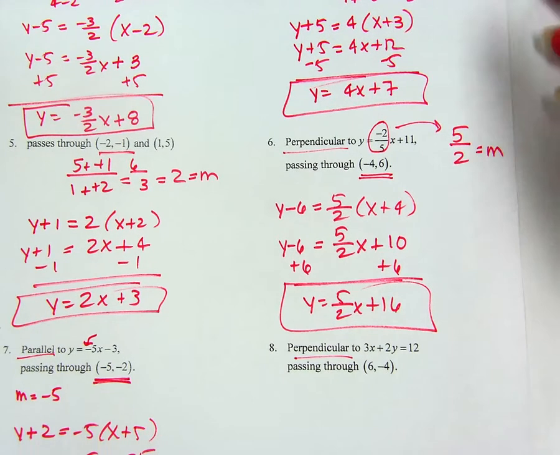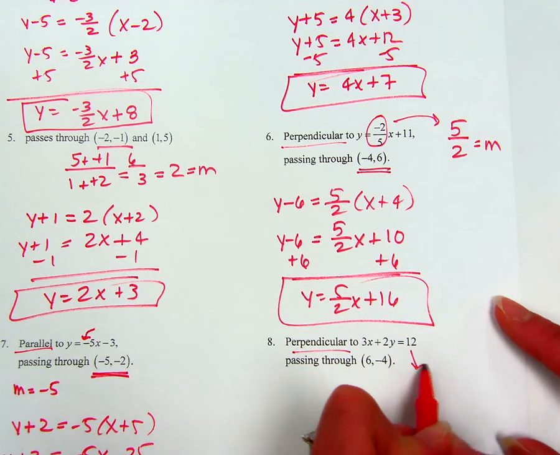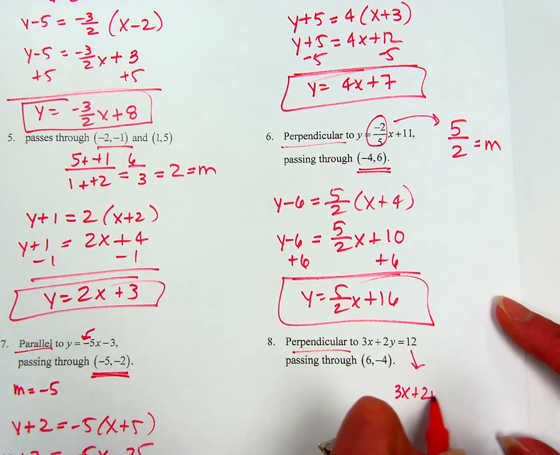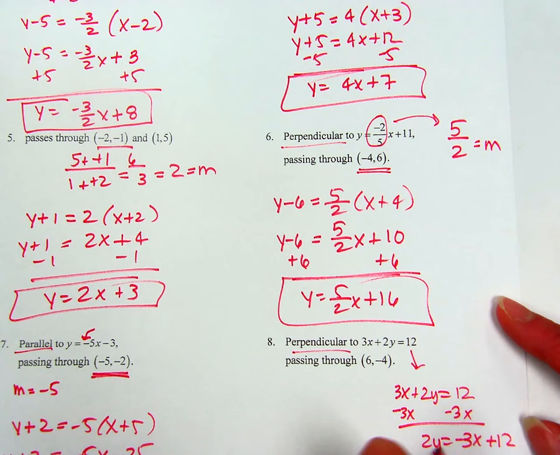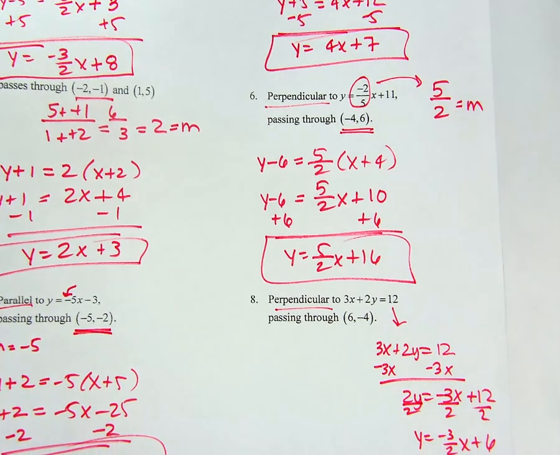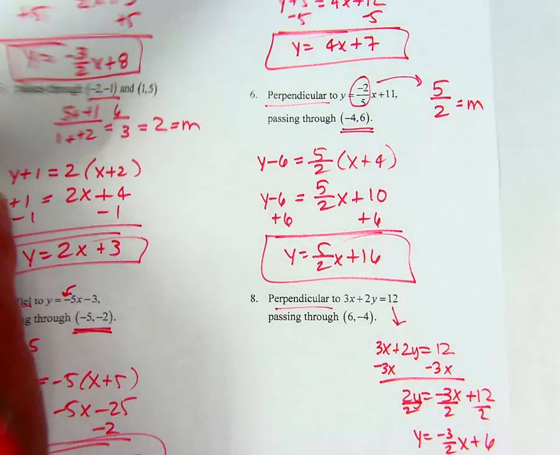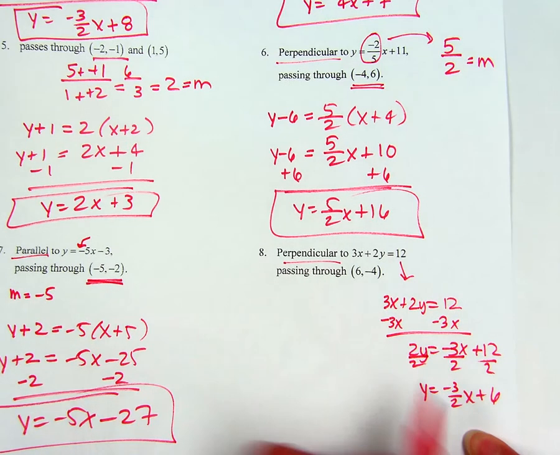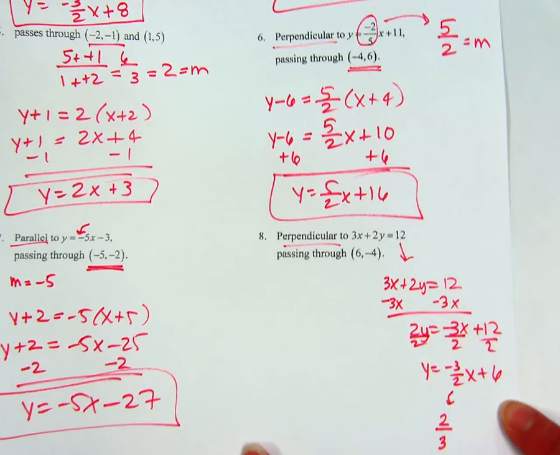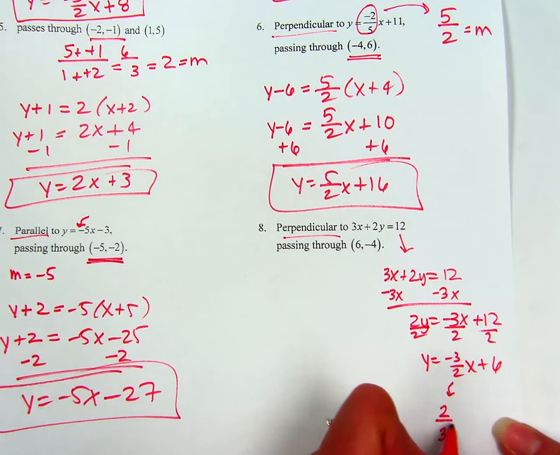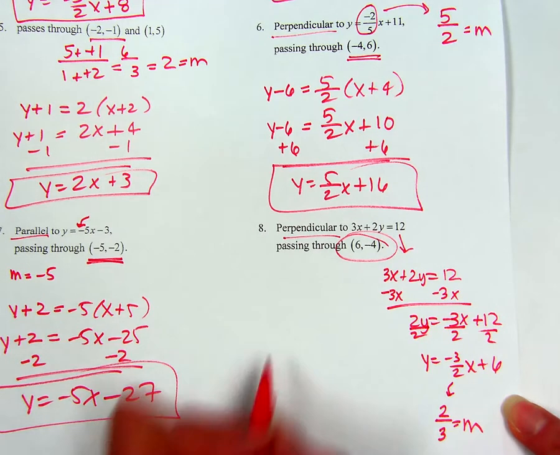All right, and then the last problem. Now this one is not in y equals mx plus b form, so I'm going to need to solve for y first. So I'm going to subtract 3x from both sides. We did this earlier in the chapter, isolating the y, and then dividing everything by 2. So now that I have that, I want to look at what's my slope. So that's the negative 3 over 2. Since it's perpendicular, I'm going to take the opposite reciprocal. So if that was negative, this will be positive. And if it was 3 over 2, I'm going to flip it over and make it 2 over 3. So that's the slope that I need to use, and then there's the point that it goes through.